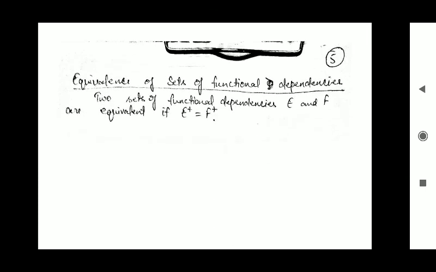Equivalence of sets of functional dependencies. Two sets of functional dependencies E and F are equivalent if their closures are equal.